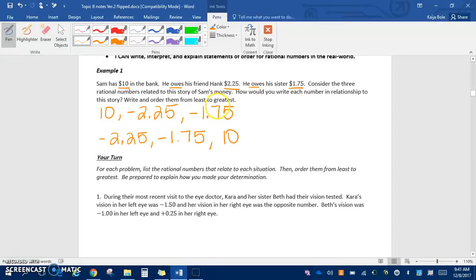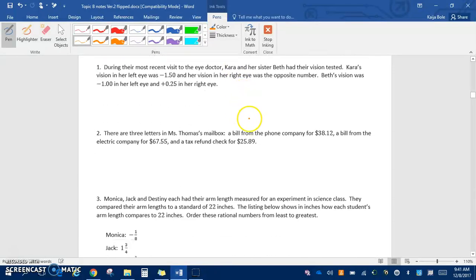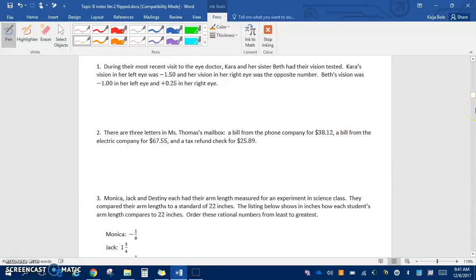Okay. In the next example, it's the same idea. It says, during their most recent visit to the eye doctor, Kara and her sister Beth had their vision tested. Kara's vision in her left eye was negative 1.50, and her vision in her right eye was the opposite number. Beth's vision was negative 1 in her left eye and a positive 0.25 in her right.